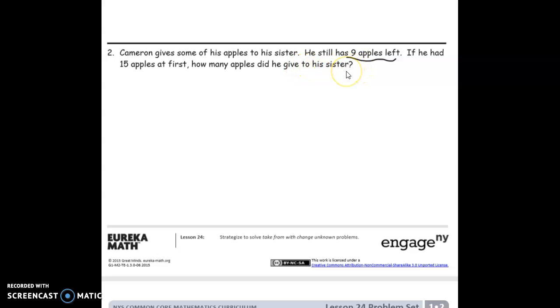Do you see important information we should underline? Yeah, it tells us how many he had to begin with. 15 apples. Right, I don't want to forget about my question. How many apples did he give to his sister? Now let's draw and label. How many apples do I need to draw?